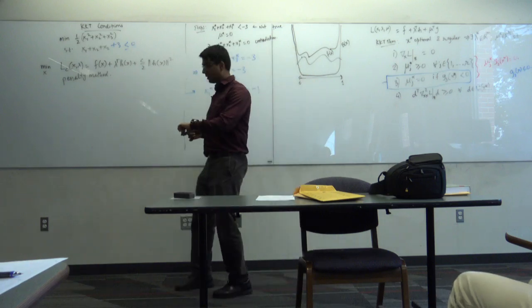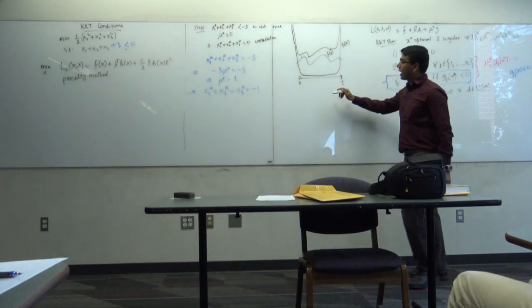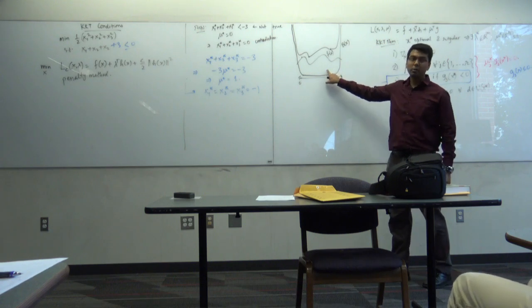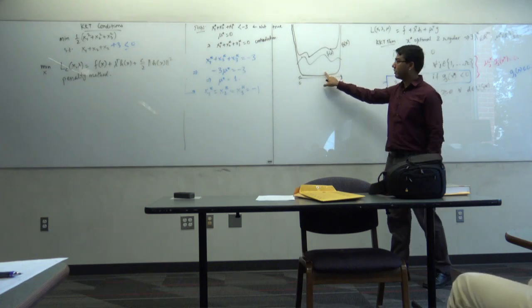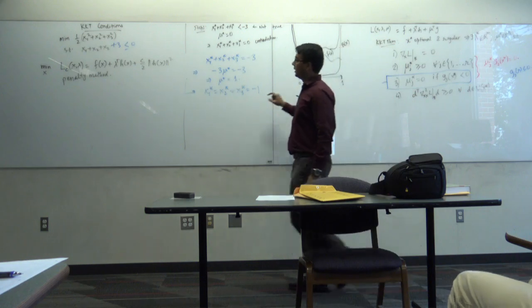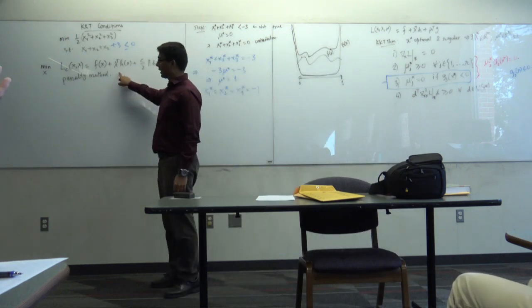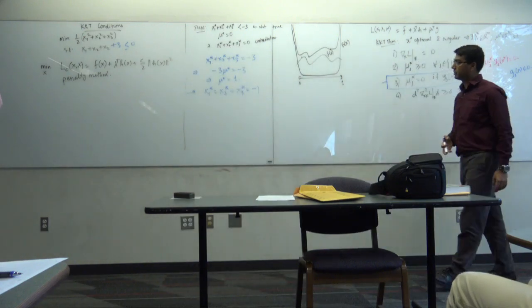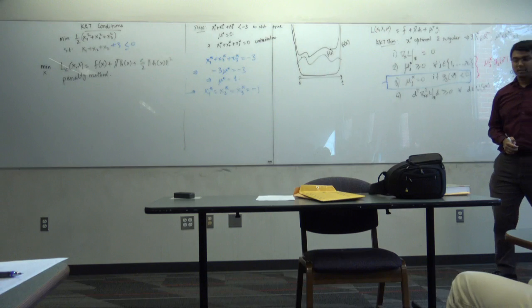Okay. So what I'm going to do next is I'm going to talk about barrier method and how to use barrier method for linear programming. And then we'll talk about augmented Lagrangian method of multipliers and so on, which uses penalty method to solve optimization problems. Okay, any questions?